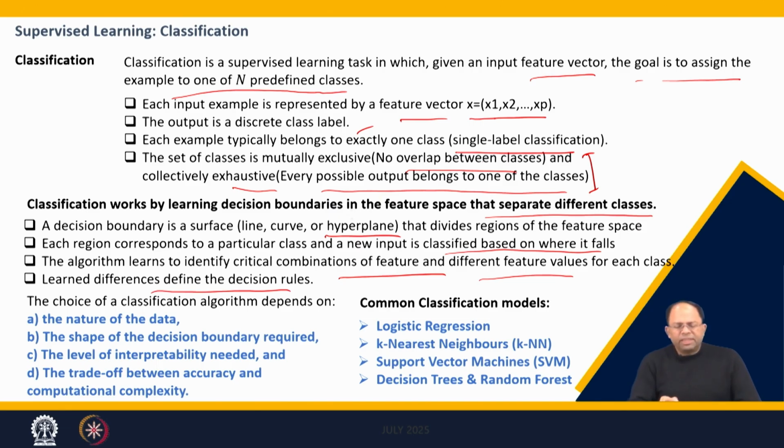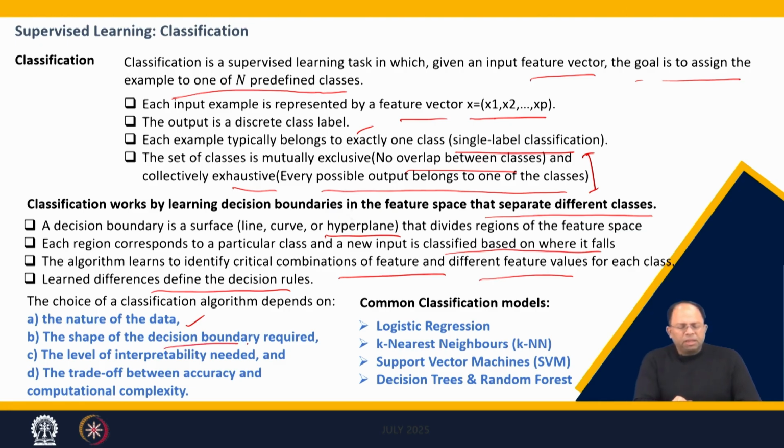The choice of the classification algorithm depends on many things. That means which algorithm will you choose, because there are several classification algorithms: decision trees, KNN, then there is logistic regression. Which one will you utilize? It depends on the nature of the data. Is it depending on how the distribution of the data is? Is it linear, non-linear? Many things. The nature of the data will be considered first.